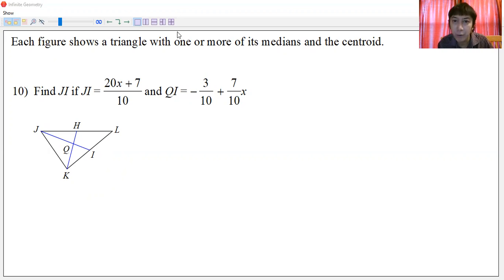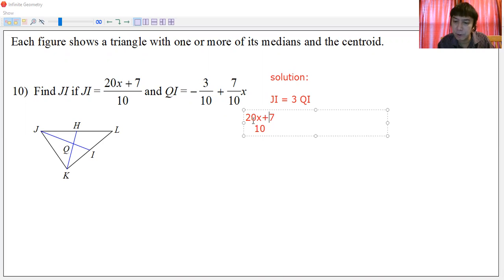For the solution, we have the shorter QI and the entire length JI. So we have JI equals 3 times the shorter QI. That's the relationship of the segments to the entire length. So we use the equivalent. Start with JI, so we have 20x plus 7, and that will be over 10.